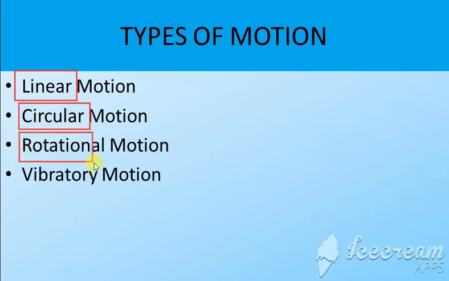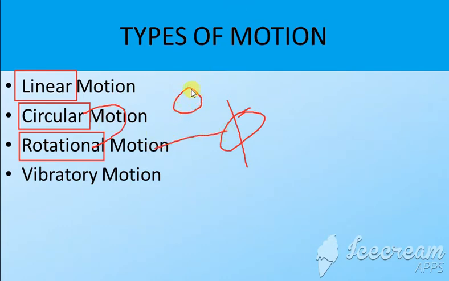Rotational. What is the difference between circular and rotational? Circular is when it is moving in a circular path, but for rotation there will be an axis around which the object moves, and that is said to be rotational motion. Okay, circular is just moving in the circular path. Okay, but in the rotational motion there should be a fixed axis.